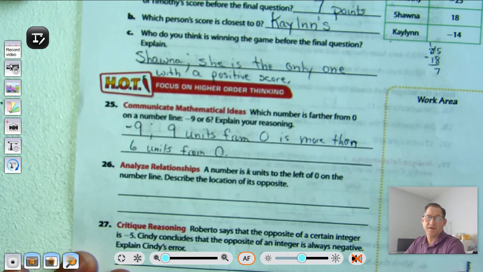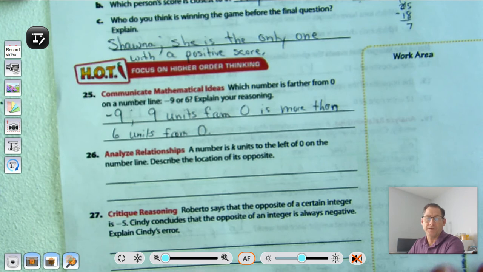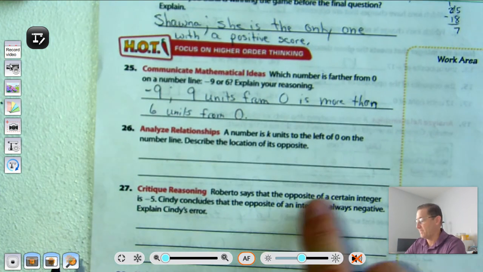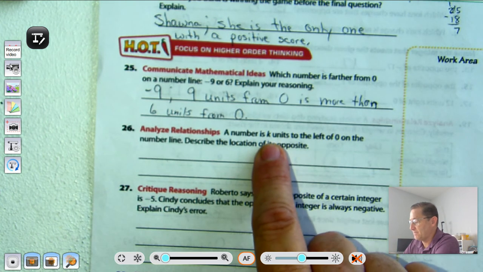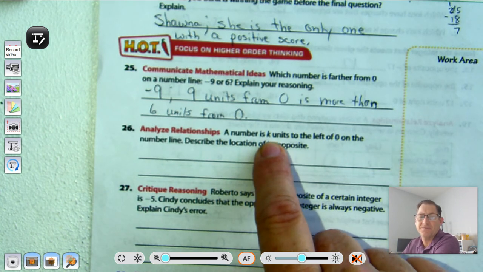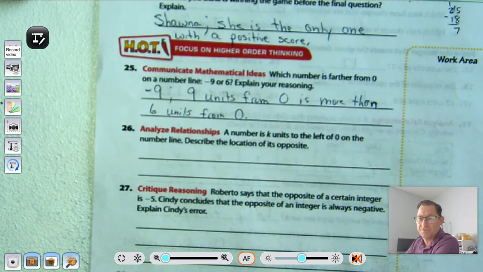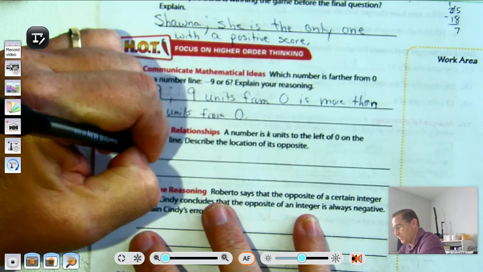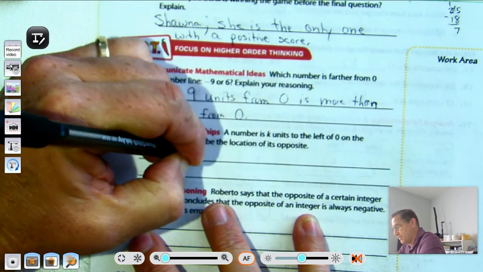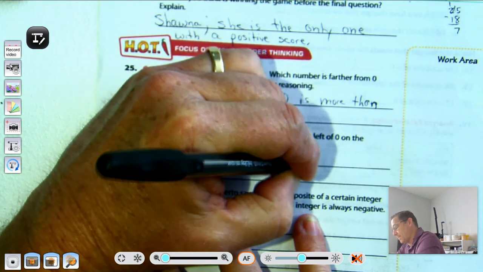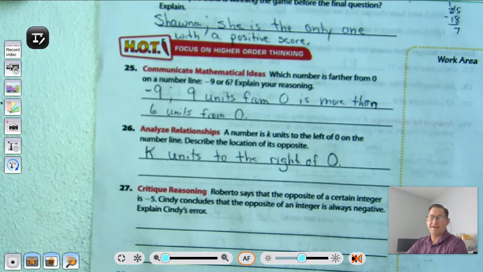So 26. A number is k units to the left of 0 on the number line. Describe the location of its opposite. Well, okay, so basically we're saying k units to the left of 0. Maybe that's 5 units to the left of 0. Well, wouldn't its opposite be 5 units to the right? So its opposite would be k units to the right of 0. So whatever k is, it's the same right or left.